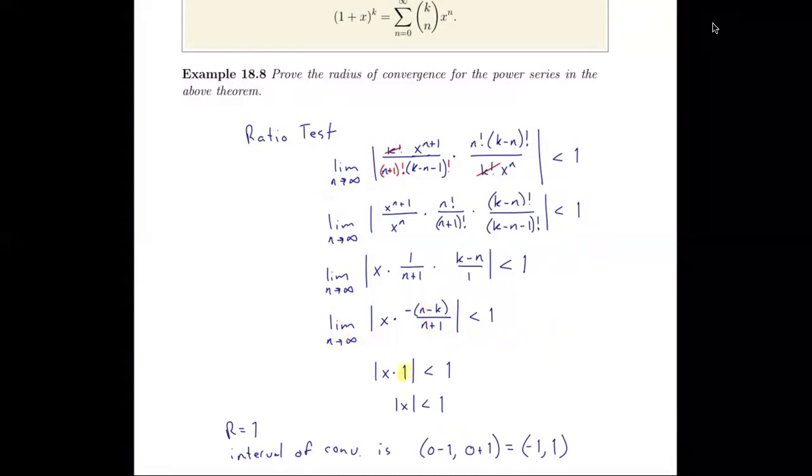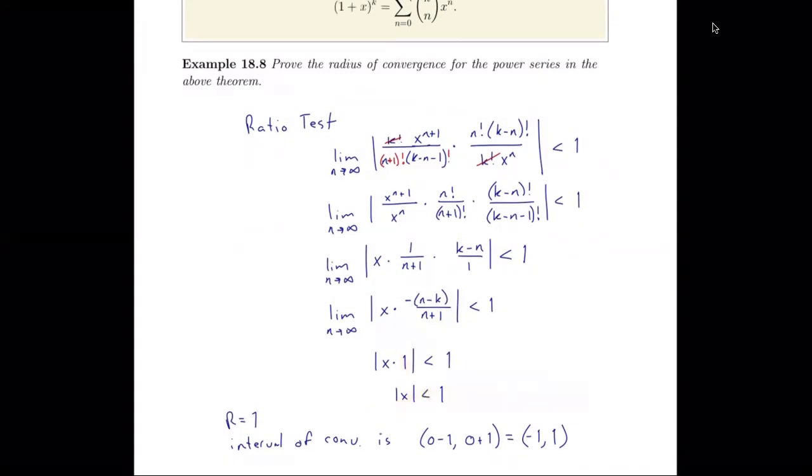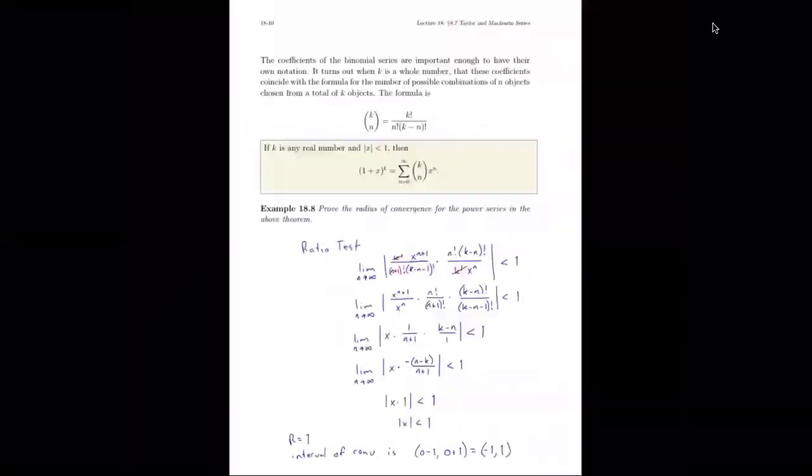So we see here, absolute value of x times 1. And all that needs to be strictly less than 1. And we just arrive at our radius of convergence being positive 1, or just 1. So the interval of convergence, since we're centered at 0, is from -1 to +1. And that's our interval of convergence and radius of convergence for the binomial series.